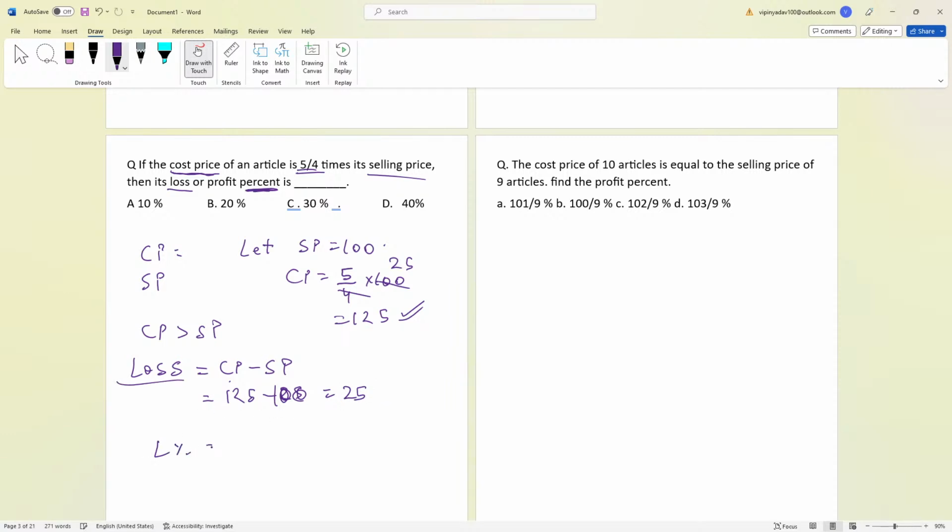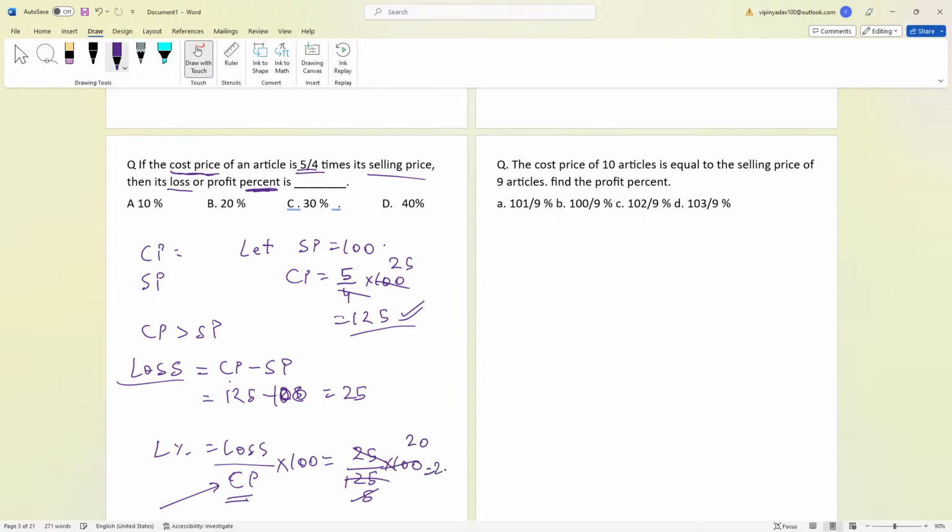We need the loss percentage. We know the formula as well. Let us apply loss upon the cost price, multiply by 100. The very important part is you should be considering only the cost price. Usually, this is the mistake we all make. So don't forget. Loss is 25 by the cost price, which is 125. Let us now divide, and finally we are getting the answer as 20.